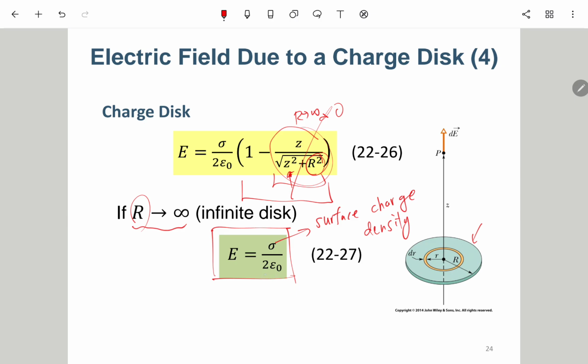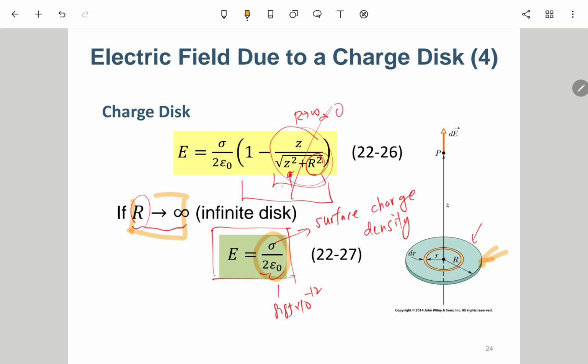And then for the denominator, 2 is a constant. Epsilon naught is also a constant, 8.85 times 10 to the negative 12. So in other words, this whole thing is a big constant. The idea is that if this disk is infinitely large, it will generate a uniform E field. That's why we need to make this assumption.